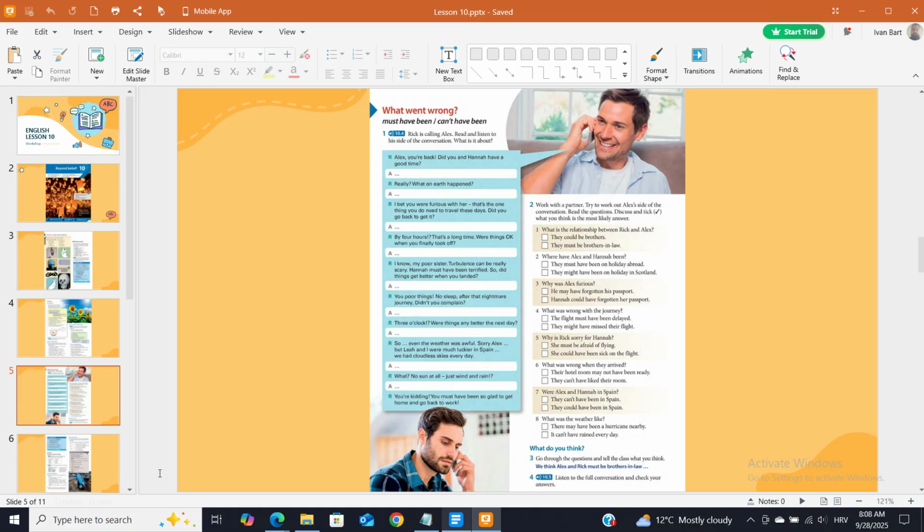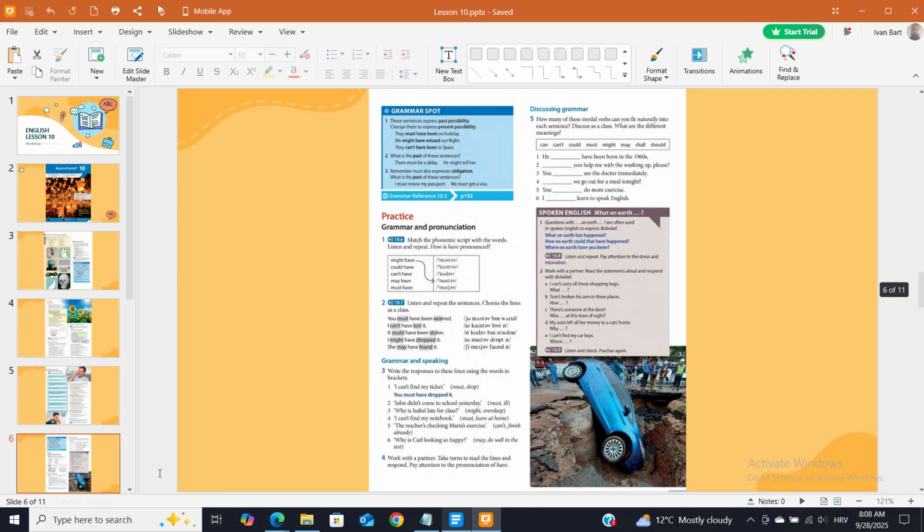What do you think? 3. Go through the questions and tell the class what you think. We think Alex and Rick must be brothers-in-law. 10.5 Listen to the full conversation and check your answers. Grammar spot. 1. These sentences express past possibility. Change them to express present possibility.